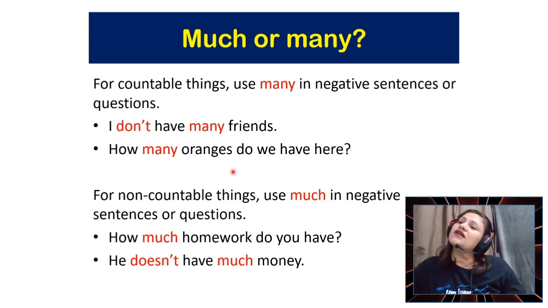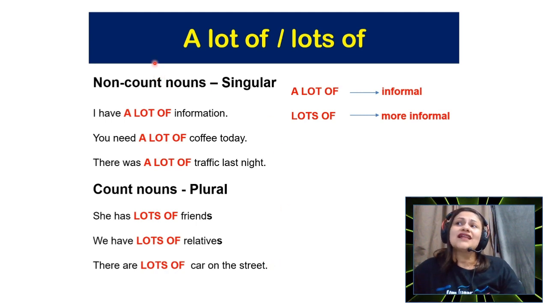And for non-countable things, we use much in negative sentences or questions too. How much housework do you have? A lot of. He doesn't have much money. Yes. Okay? So guys, and a lot of, lots of.